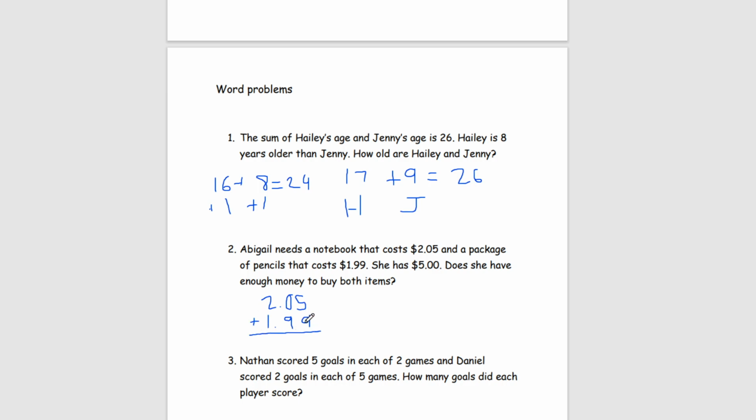We get 5 plus 9 is 14, so we put a 4, carry the 1. 0 plus 9 is 9, plus 1 is 10, so put a 0, carry the 1. And then 1 plus 2 plus 1 is 4. And so the total cost of what she wants is $4.04. Since she has $5, and 5 is greater than 4, that means yes, she has enough money to buy both items.